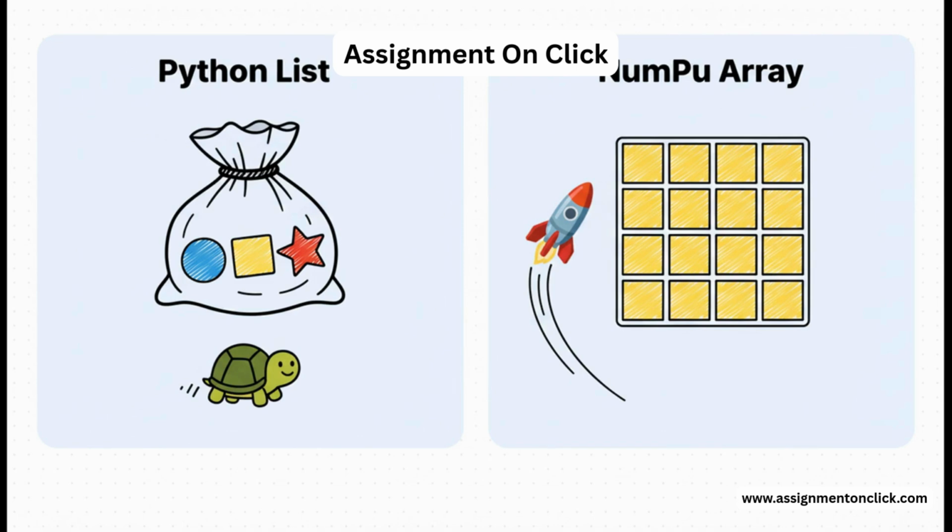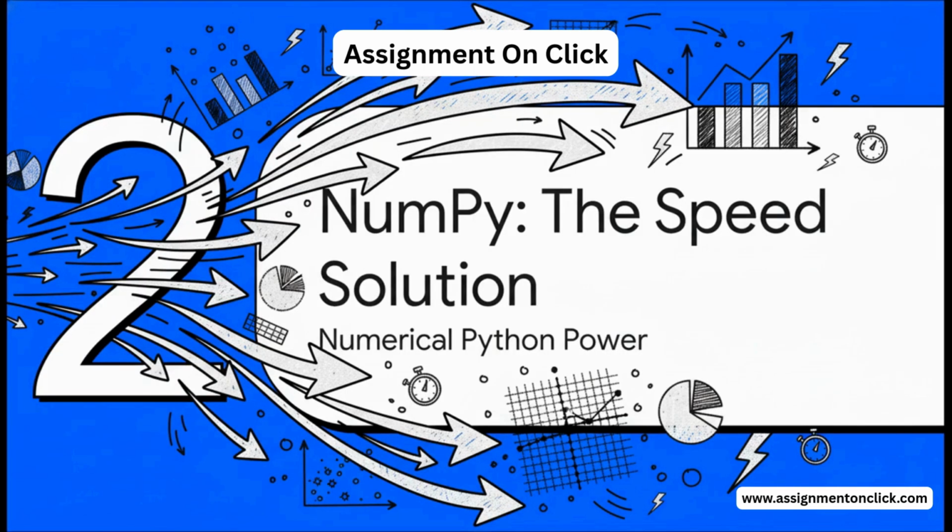It's slow. But a NumPy array, that's more like a perfectly organized grid. It knows from the get-go that every single item is the same type, so it can just zoom through operations. No checking needed. Pure speed. So how do we ditch the slow and steady approach and get that rocket-like speed? Well, that brings us right to our solution in part 2, NumPy.